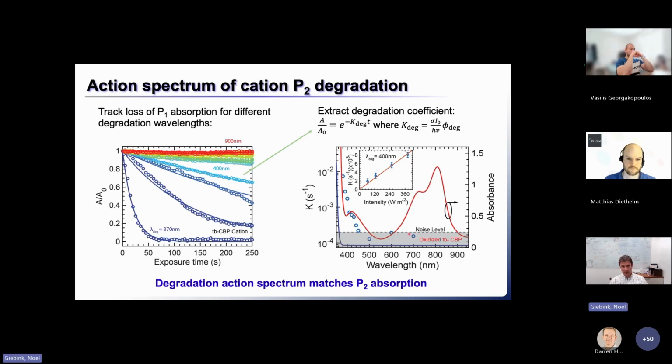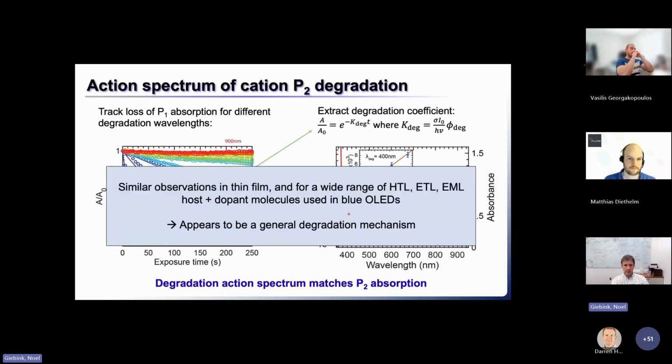And what you can see is that it seems to trend up right around where that P2 transition happens. Exciting P1 is not problematic, exciting P2 is. And so this further reinforces this notion that P2 is unstable. And at this point, I'm going to have to switch gears here, but I'll just say that we've made similar observations in thin film for a wide range of hole transport, electron transport, emissive layer, host and dopant molecules.